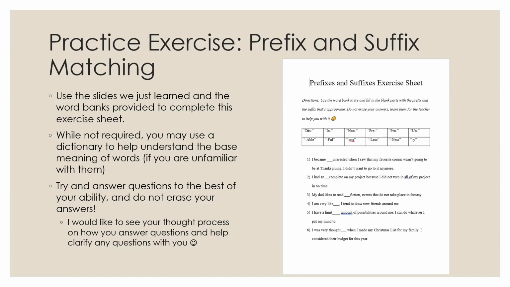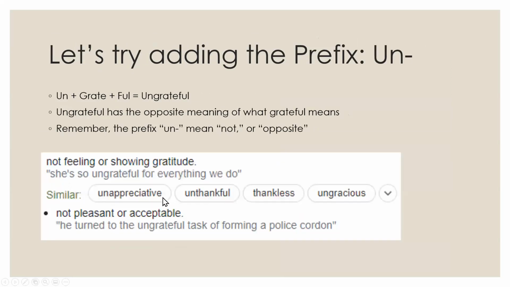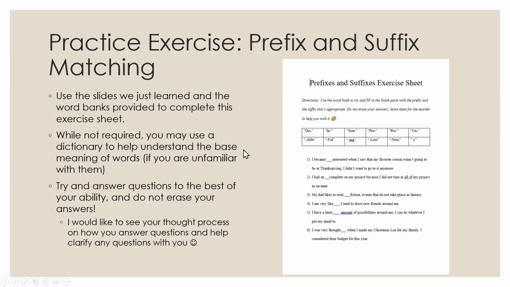So for example, I have to show you the definition of great, which is once again, reduce something, especially food, to small shreds by rubbing it on a grater and making an unpleasant rasping sound. And we transformed it into ungrateful, and we also transformed it into grateful. This is why I was suggesting to use a dictionary if you need help trying to understand the initial base meaning of the words. And when you do answer these activities, try your best to answer them to the best of your ability and do not erase your answers at all.